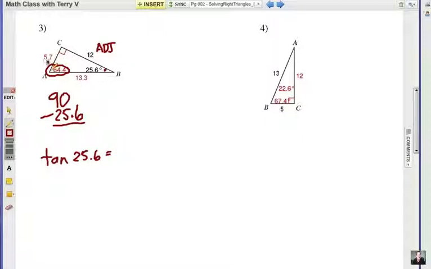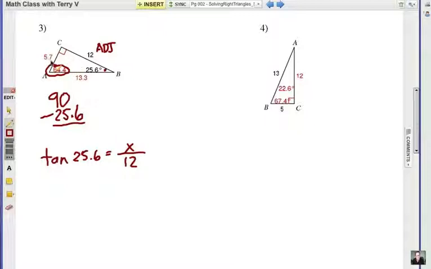Tangent is opposite over adjacent, and the opposite leg is unknown right now. We'll call that x, and the 12 is the adjacent leg. All right, so what we would do is on the calculator find that decimal value, cross multiply it with the 12, and that would give you your 5.7.